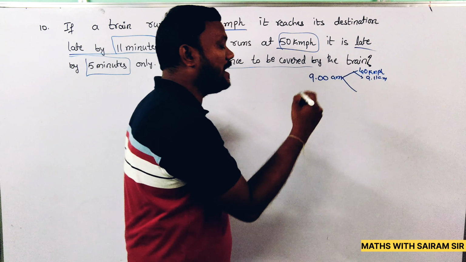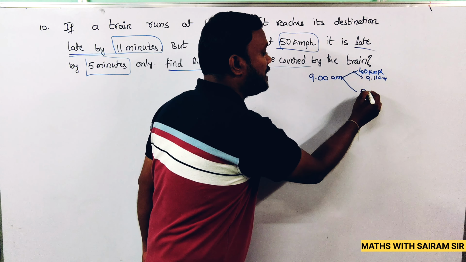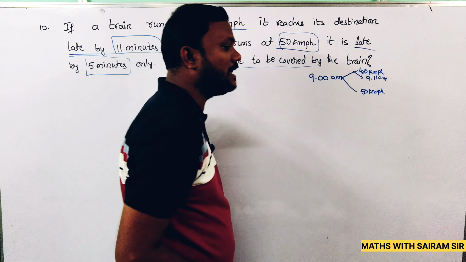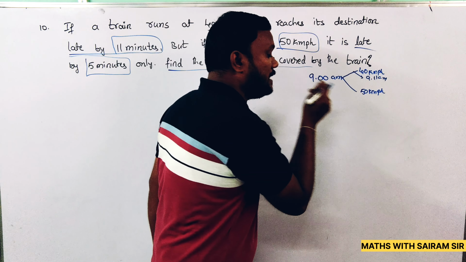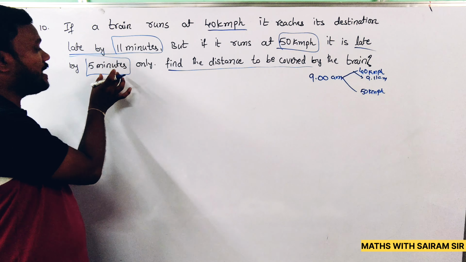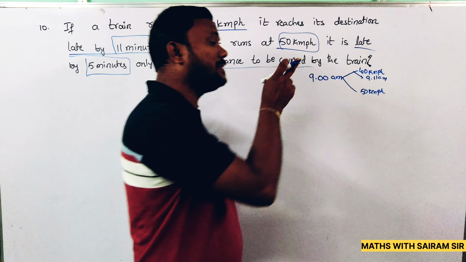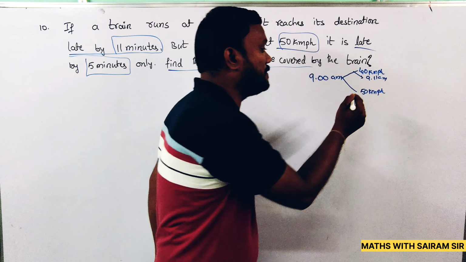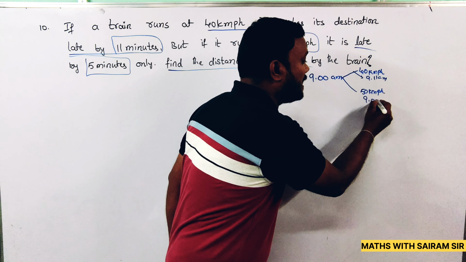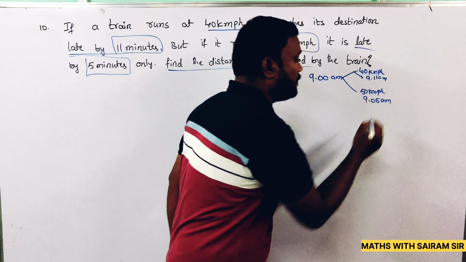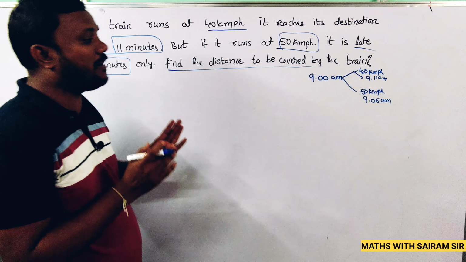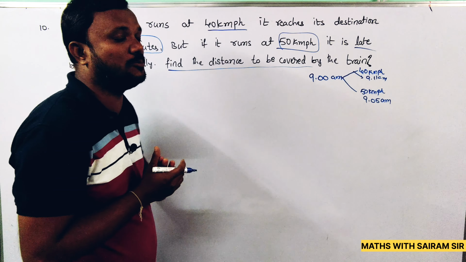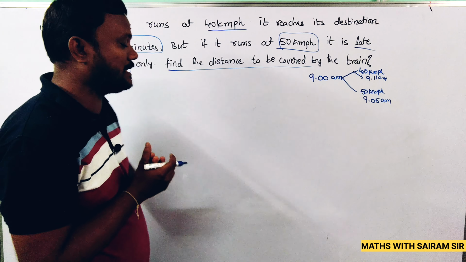But if it travels with a speed of 50 kilometers per hour, then it is late by 5 minutes only. That means it has to reach the destination at 9 a.m. but it is late by 5 minutes, so it may reach at 9:05 a.m. Okay, but what we are asked to find out is the distance it has to travel.